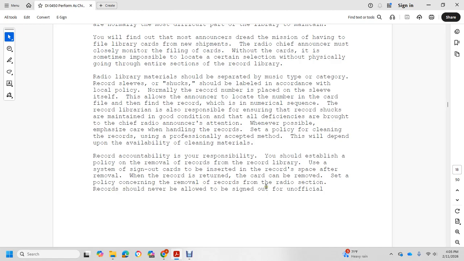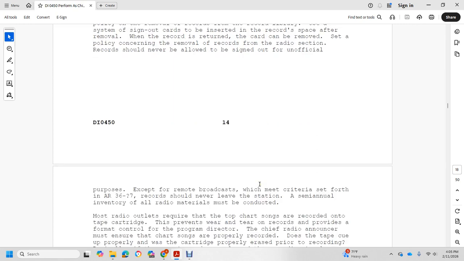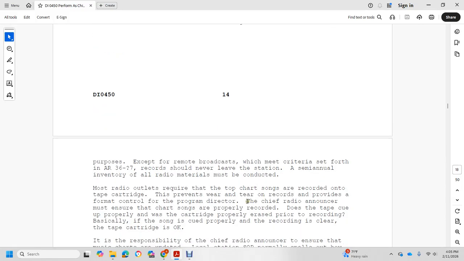Records should never be allowed to be signed out for unofficial purposes, except for remote broadcasts which meet the criteria set forth in Army Regulation 37-7. The records are not to leave the station. A semi-annual inventory of all radio materials must be conducted.